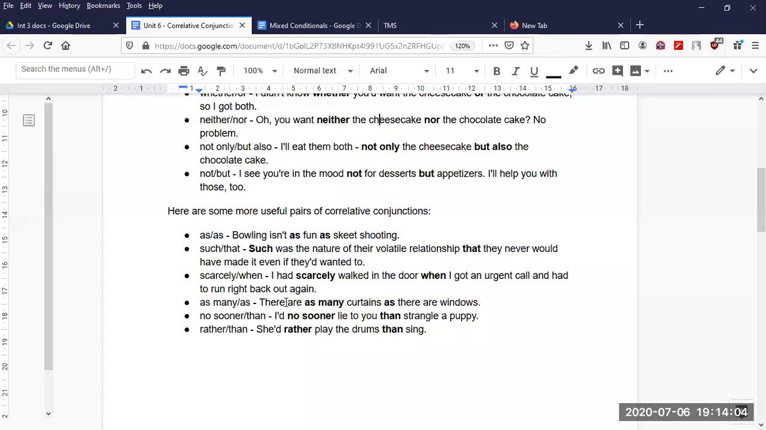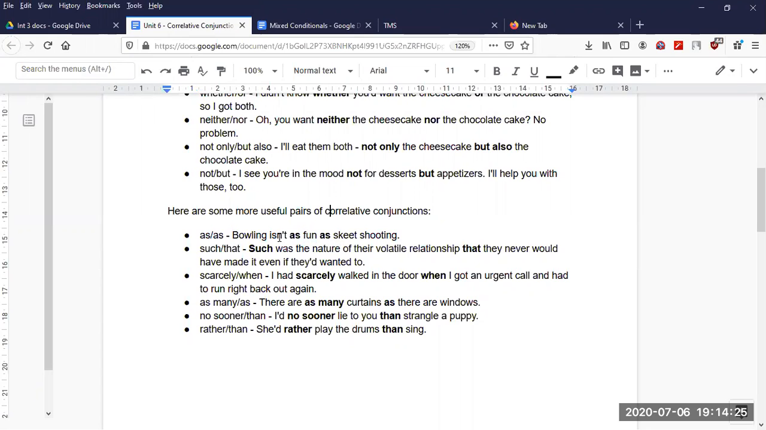Some other ones which are useful are as, something as. So when we use an adjective with as to make a comparison between two things.